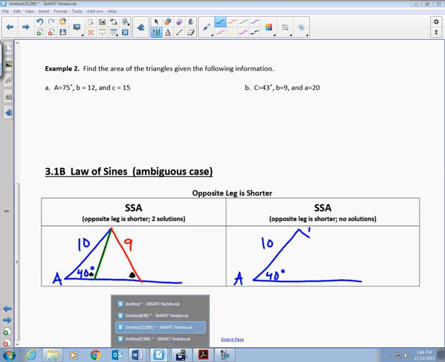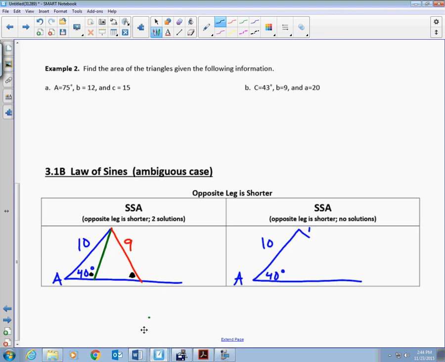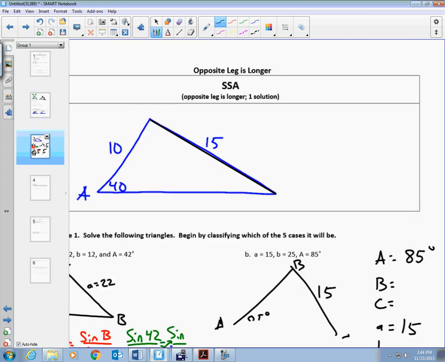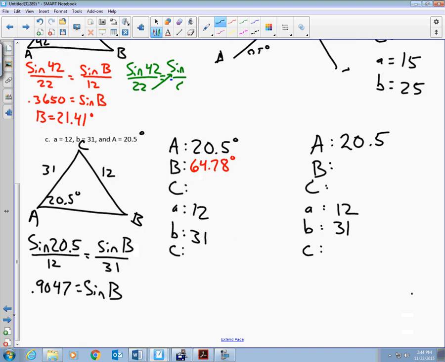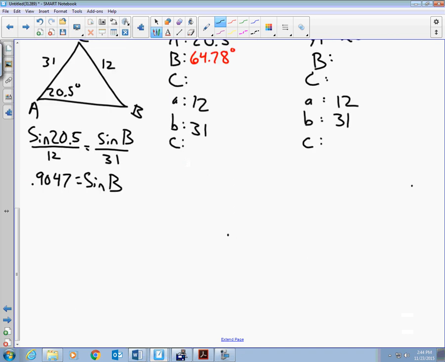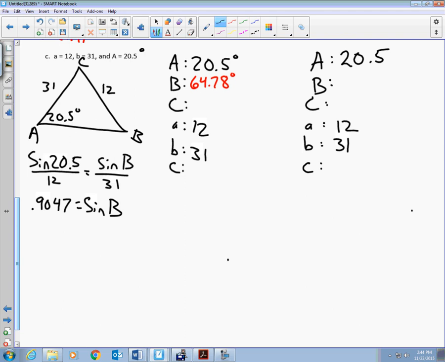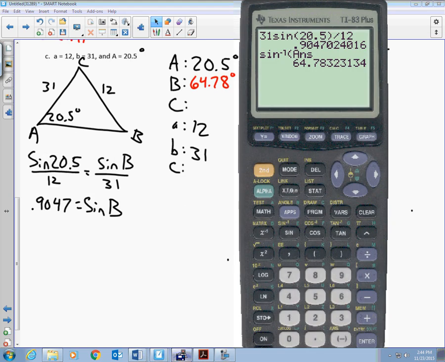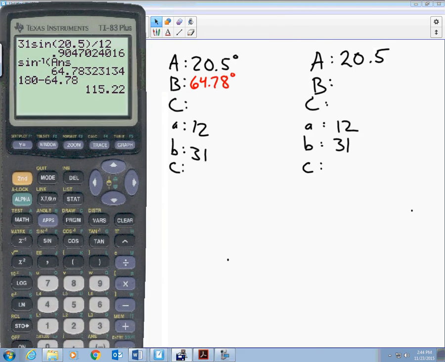Here's how we find that angle. It's very, very simple. The first one we found was 64.78. We find the other one over here by doing 180 minus 64.78, 115.22. I have my two different angle B's. Now I solve them separately.